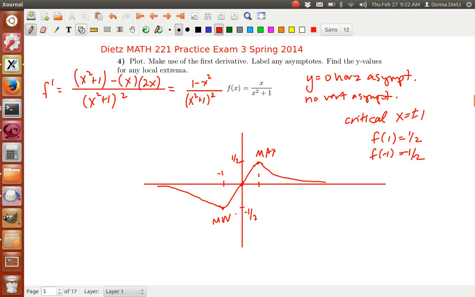Did we do everything it asked for? It says plot, make use of the first derivative, label any asymptotes. Okay, fine. y equals 0 asymptote. We don't really have to because we already set it up there, but it's nice because I'm grading it. Maybe I'll look for you to label it there. Find the y values for any local extreme. There, we did that. Which I didn't do on the practice exam answer key. Well, maybe I'll go fix that for you.